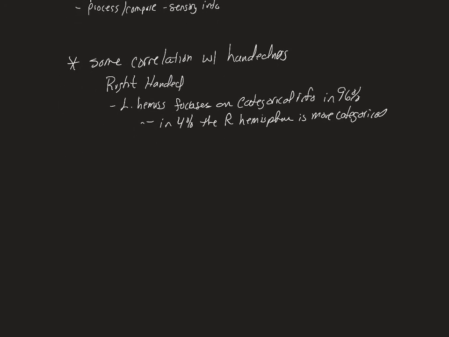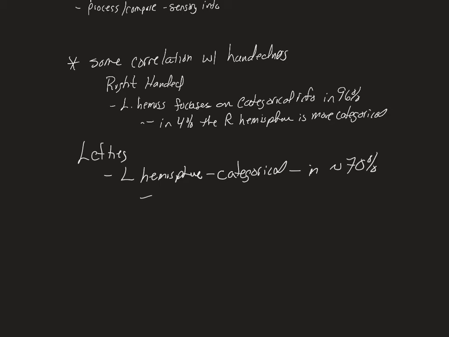Okay, on the flip side, I have lefties. And in lefties, the left hemisphere is going to be categorical in approximately 70% of the lefties, okay? But in 15% of our lefties, the right hemisphere, I'm just going to abbreviate that hemi, is categorical. Okay? So it can switch up. It's not a rigid thing. It's just kind of there, all right?